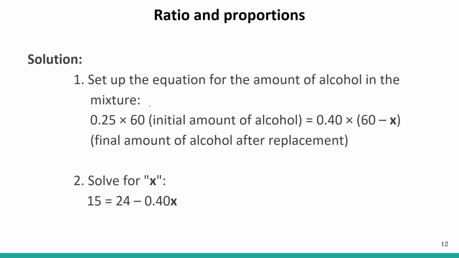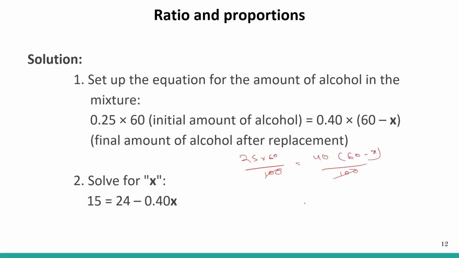So let's see step number 1. Step number 1 is to set up an equation for the amount of alcohol in the mixture. You have 25% alcohol in 60 liters of mixture, so 0.25 times 60 will be equal to 40% alcohol in 60 minus x, the final amount of alcohol after replacement. So if we solve for x, it will be 25 times 60 by 100 is equal to 40 times (60 minus x) by 100.